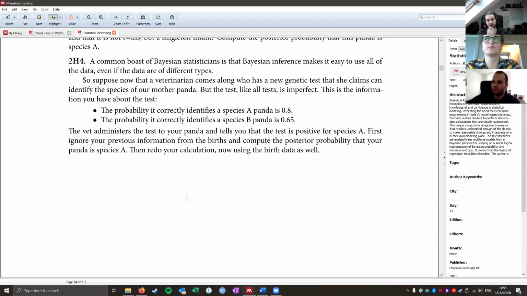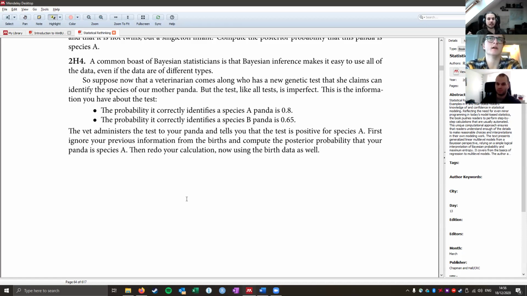And now just going into H4 before we have a quick break here. A common boast of Bayesian statistics is that Bayesian inference makes it easy to use all of the data, even if the data are of different types. So suppose that a veterinarian comes along who has a new genetic test that she claims can identify the species of our mother panda. But the test, like all tests, is imperfect. This is the information you have about the test.